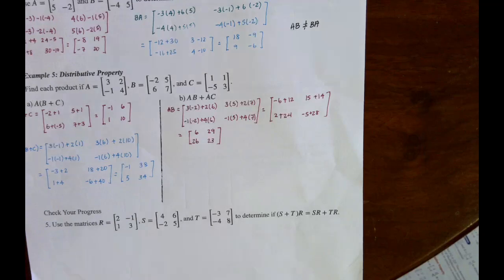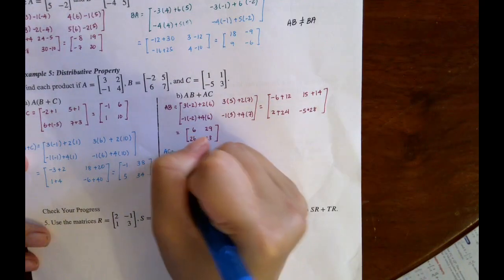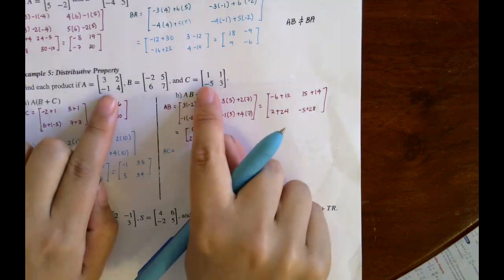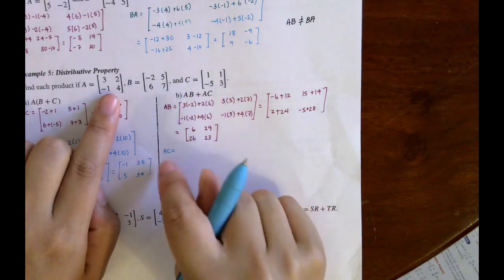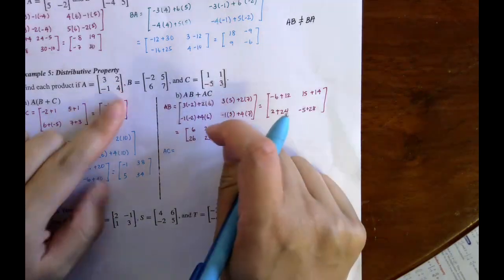Okay, so we're still not done. Okay, now we're going to work on AC, and then we're going to add this and whatever AC is. Okay, so AC is this and this. Okay, so again, since A is on the left, we're going to use A's rows and C's columns.